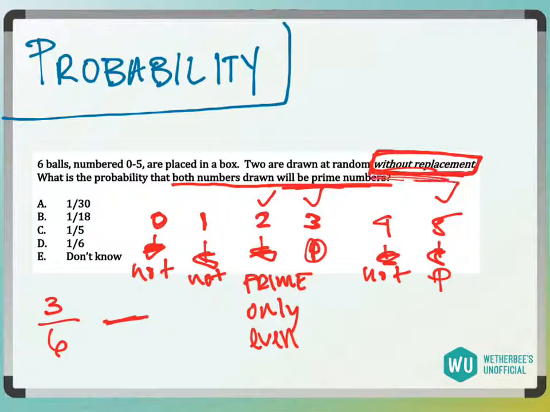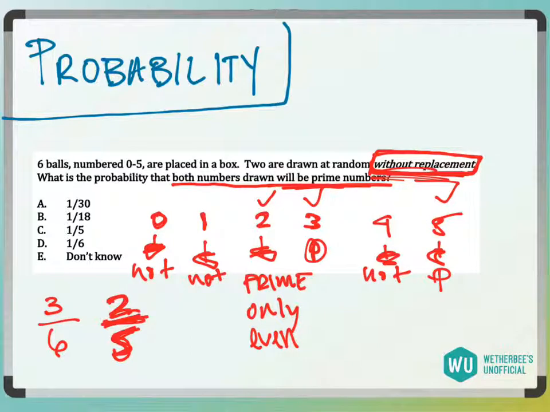Now the probability the second one is going to be prime. Remember, we are not replacing it, so now we have 5 left in here, so my denominator is 5. And if we picked the first one and it was prime, it means that if we didn't replace it, we want to go down each one. So we would have 2 prime numbers left in there and only 5 numbers overall.